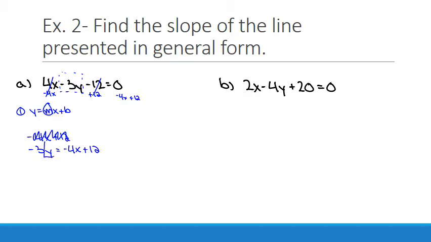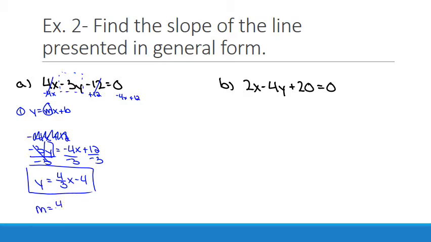And then now I want y by itself, so I divide by whatever's in front of it, which happens to be negative 3. I divide everything there. So y equals, 2 negatives make a positive, so it's going to be a positive 4 over 3x now. Positive divided by negative would be negative, so negative 4. Here is the same line, but now expressed in a different form. So now it's slope-intercept, and from here, I can see really easily that my slope is equal to 4 over 3.